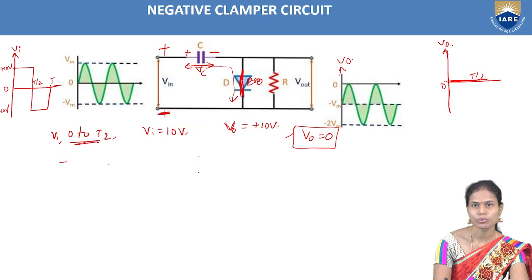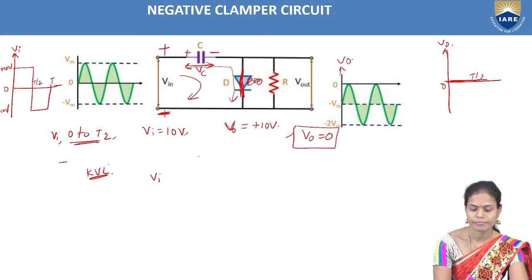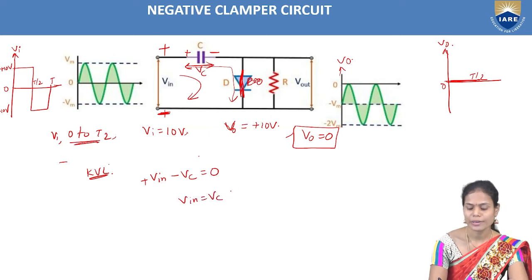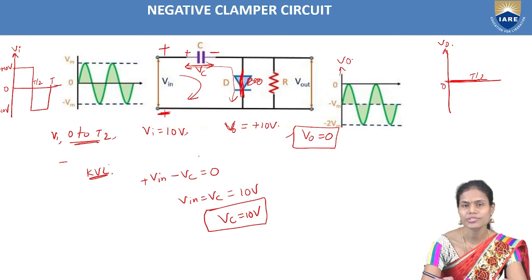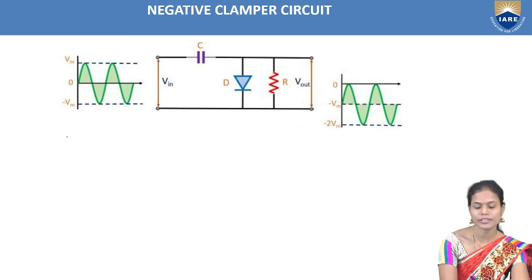In order to find the voltage across the capacitor, I am applying the KVL in this loop. In this case, we will get plus Vin minus VC, the voltage across the capacitor, I have considered here as VC. So VC equals Vin here. What is my input voltage? That is 10 volts. So the capacitor voltage here is 10 volts. So the capacitor is charged to the total applied voltage 10 volts during the duration of 0 to T by 2.